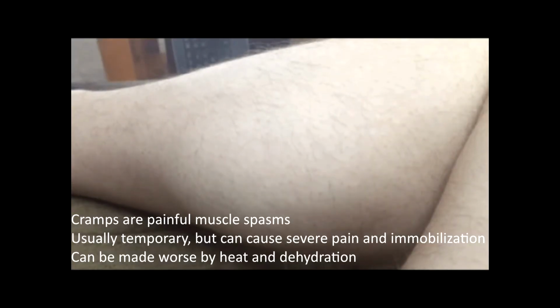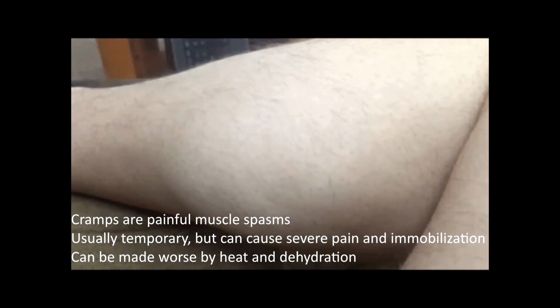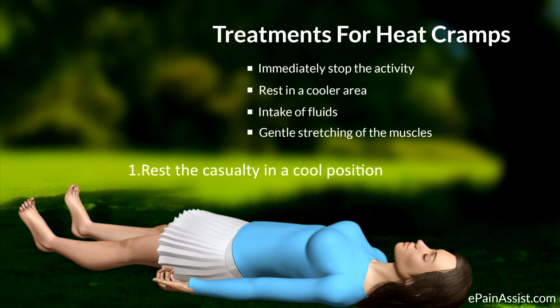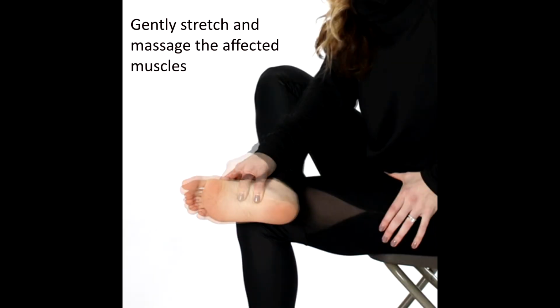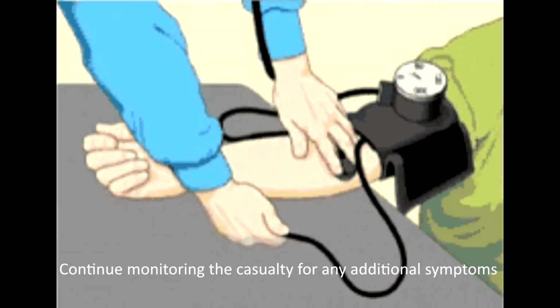Heat injury. Cramps. Cramps are painful muscle spasms, usually temporary, but can cause severe pain and immobilization. They can be made worse by heat and dehydration. What you need to do if you are helping a person suffering from cramps: first, rest the casualty in a cool position. Second, gently stretch and massage the affected muscles. Third, orally rehydrate the casualty with water, fluids, and food containing electrolytes. And lastly, continue monitoring the casualty for any additional symptoms.